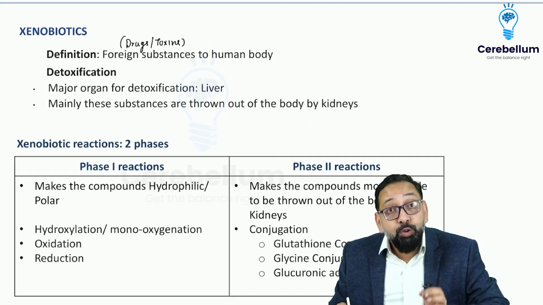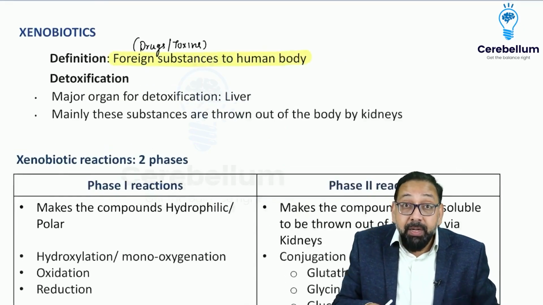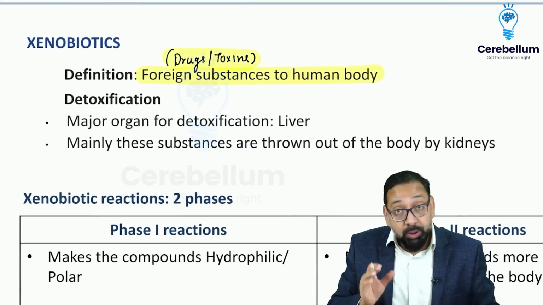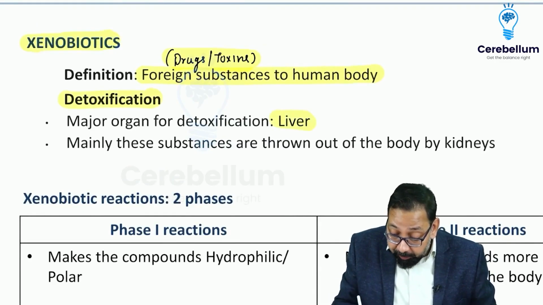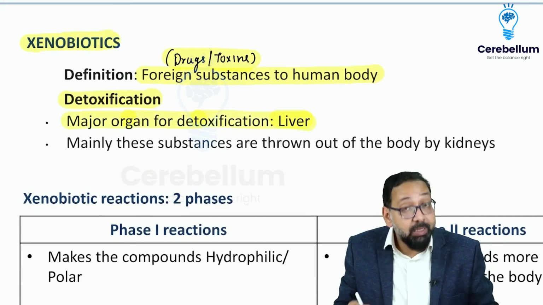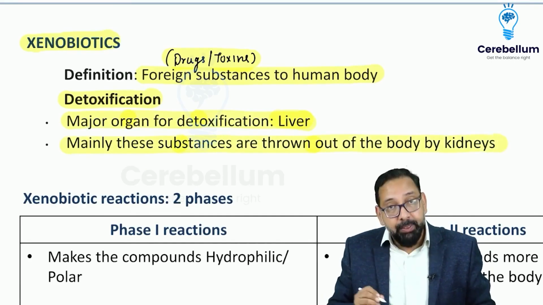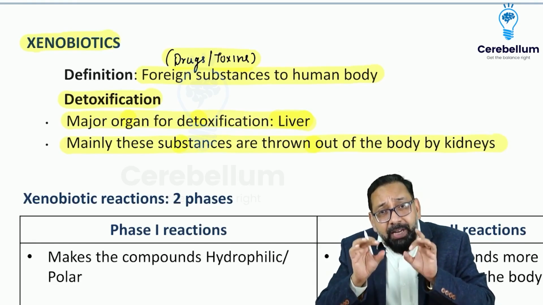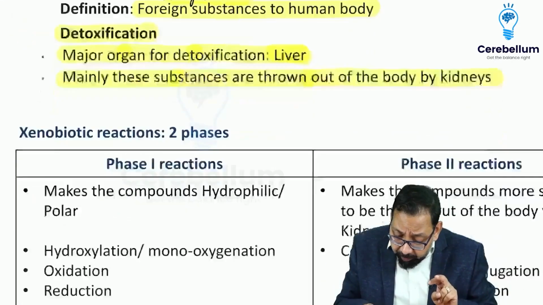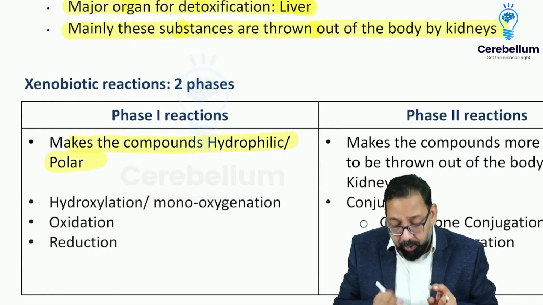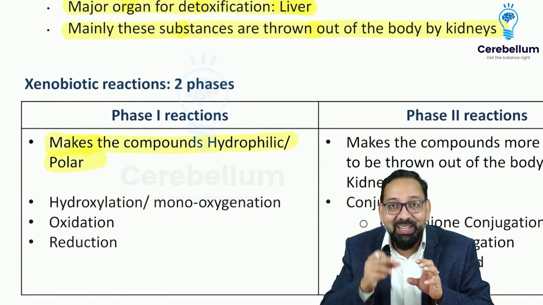Now we come to xenobiotics. Definition: they are foreign substances to the human body. They may be drugs or toxins. So they are toxins, so they must be detoxified. Detoxification of xenobiotics occurs in the liver, so the major organ of detoxification is the liver. Mainly these substances are thrown out of the body by the kidney. Xenobiotic reactions occur in two phases: phase 1 reaction and phase 2 reaction. Phase 1 reaction makes the compound hydrophilic or polar. And you know that to make a compound polar we can add OH. OH is a hydroxyl group.